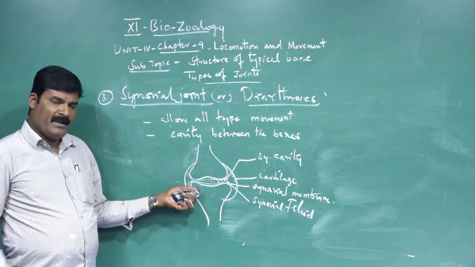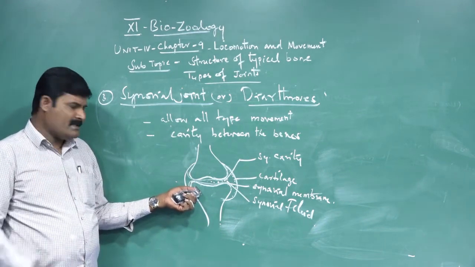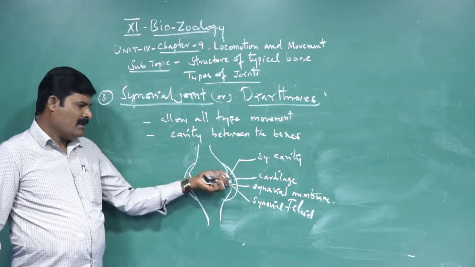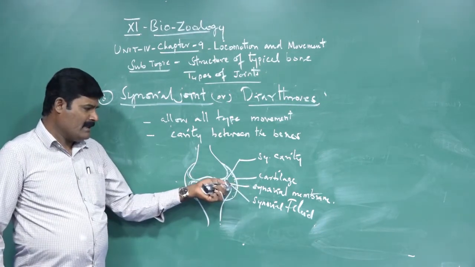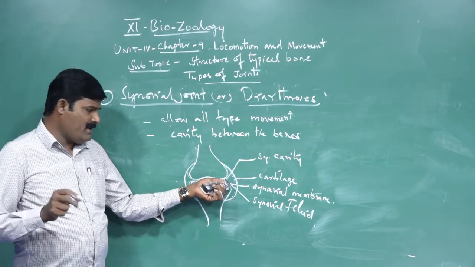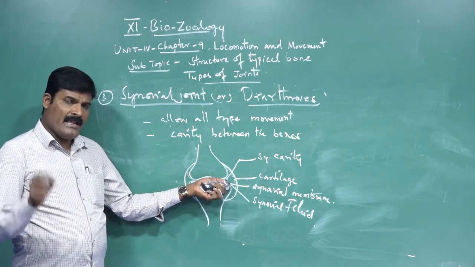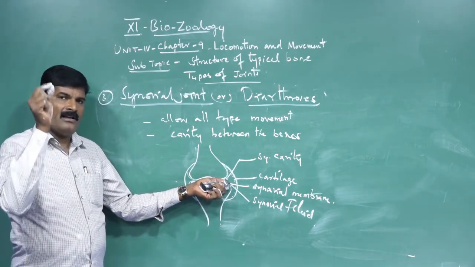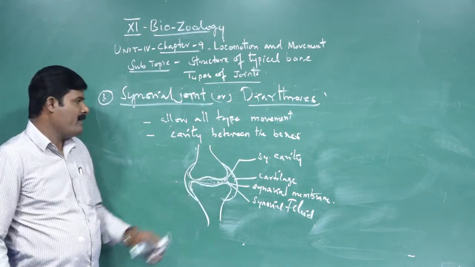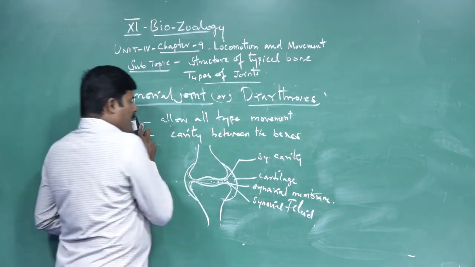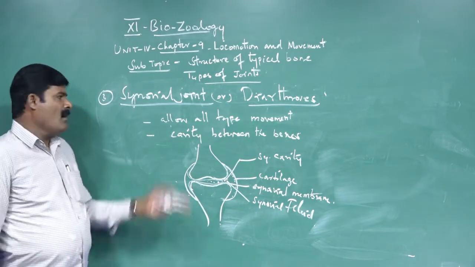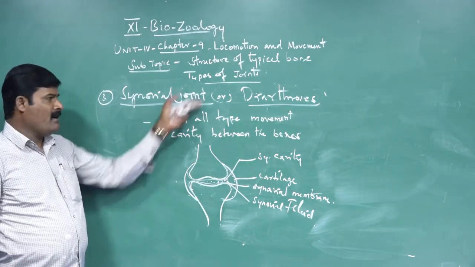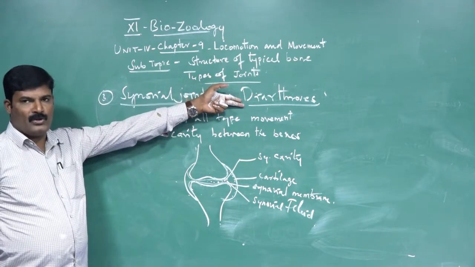The fluid present between the two bones in the joint is called synovial fluid. The bone ends are covered by articular cartilage. Articular cartilage means cartilage particularly present in the joint. Okay. So all types of movement are possible. It may be the knee joint or elbow joint, examples of synovial joint, otherwise called diarthrosis.